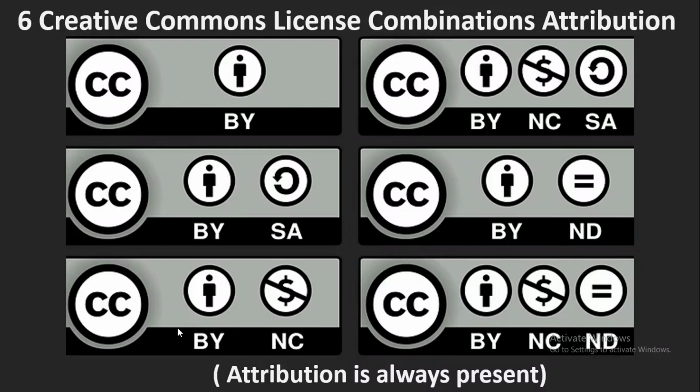After that, there are a few combinations which we have for the attributions under Creative Commons. It can be CC BY, CC BY with share alike, CC BY with non-commercial, CC BY with non-commercial and share alike, CC BY with non-derivative, and CC BY non-commercial and non-derivative. So in the next tutorial we are going to learn about all these combinations.